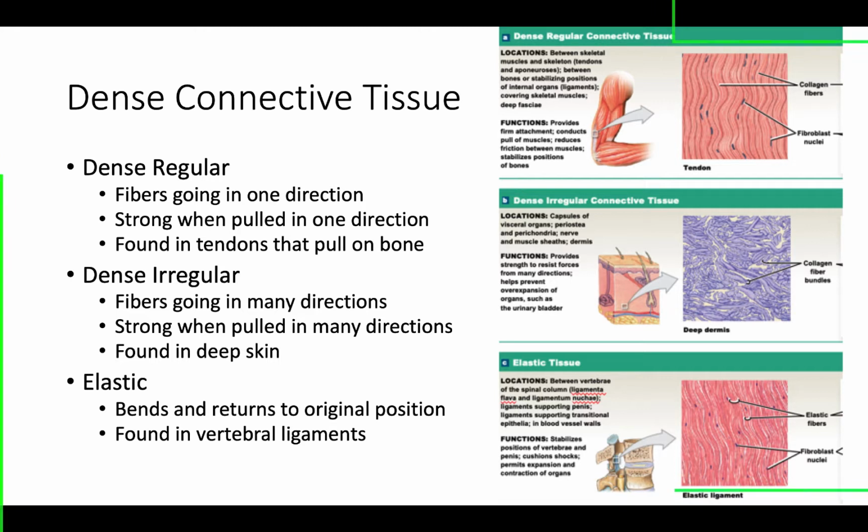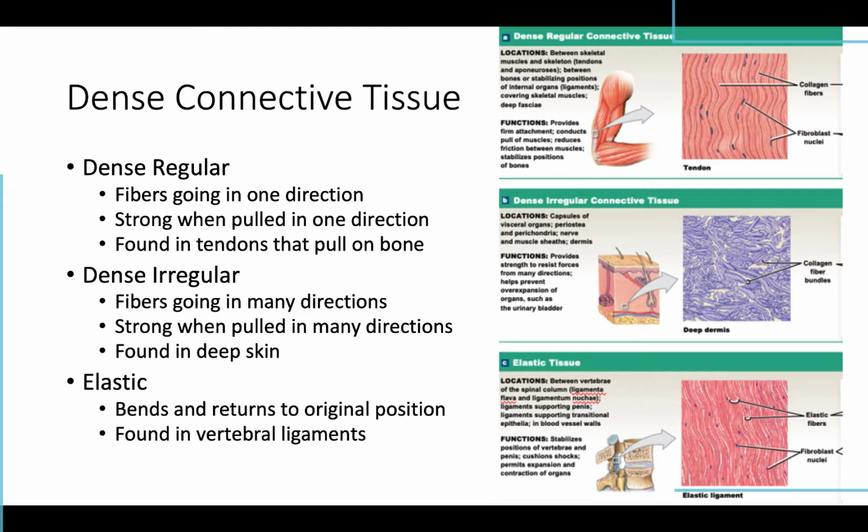If we have dense, irregular connective tissue, that's where the fibers are not running in the same direction. They're running in a whole bunch of different directions, so you can pull on them from different directions and it's pretty strong. We find that in the skin as well. So in the skin so far we see areolar tissue and we see dense irregular connective tissue.